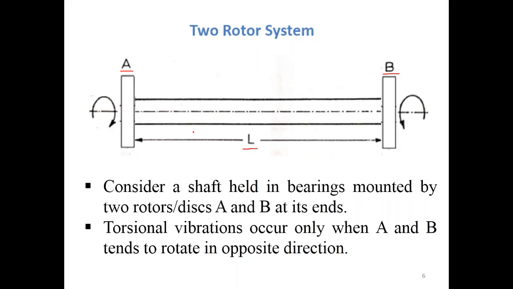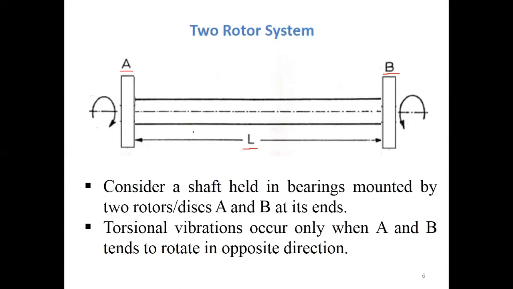So there are two possibilities for the direction of rotation of the rotors A and B. First of all, let us assume that the two rotors A and B are rotating in the same direction. Then definitely there won't be any torsional vibration, because if they are rotating in the same direction, no twisting or untwisting will occur along the length of the shaft. So if there is no twisting or untwisting happening in the system, it means there is no torsional vibration.